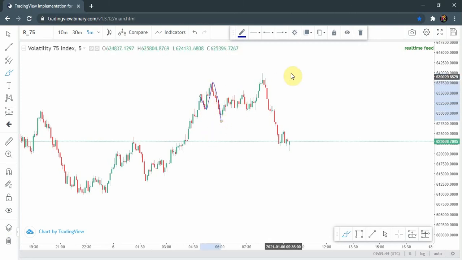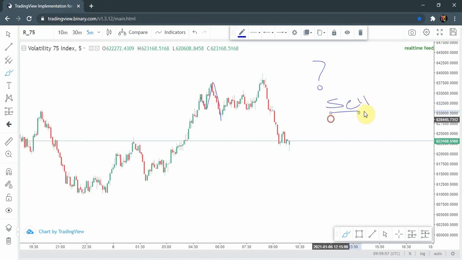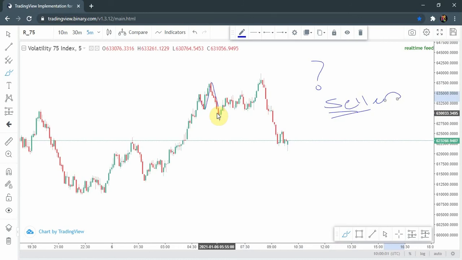So these should also raise questions for you: how can my corrective be bigger than the previous one? Because if it is bigger than the previous one, it means that someone else, in this case the sellers, are getting in the market. So it means that the sellers are now getting in the market. Why? Because I'm having a bigger corrective.